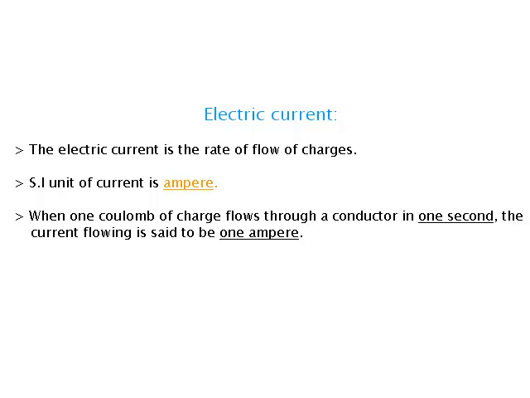Electric current. The electric current is the rate of flow of charges. SI unit of current is ampere. When 1 coulomb of charge flows through a conductor in 1 second, the current flowing is said to be 1 ampere.